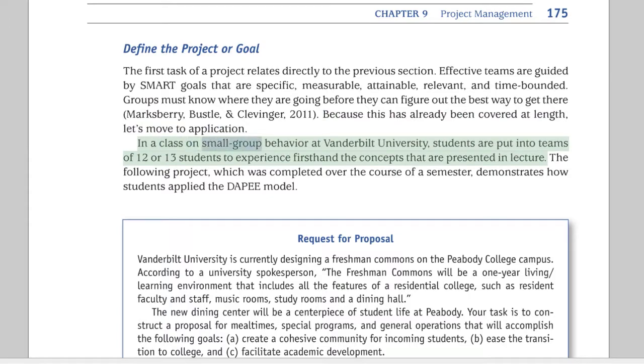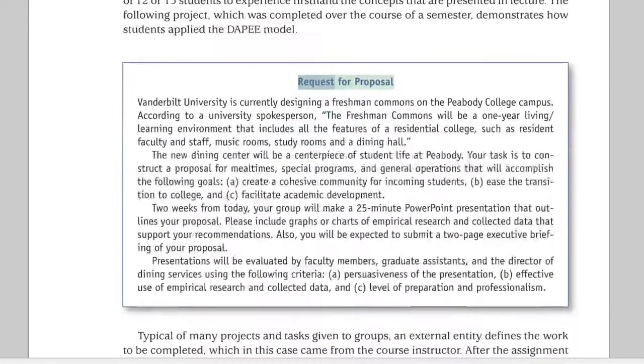In a class on small group behavior at Vanderbilt University, students are put into teams of 12 or 13 students to experience firsthand the concepts that are presented in lecture. The following project, which was completed over the course of a semester, demonstrates how students applied the DAPEE model. Request for proposal.